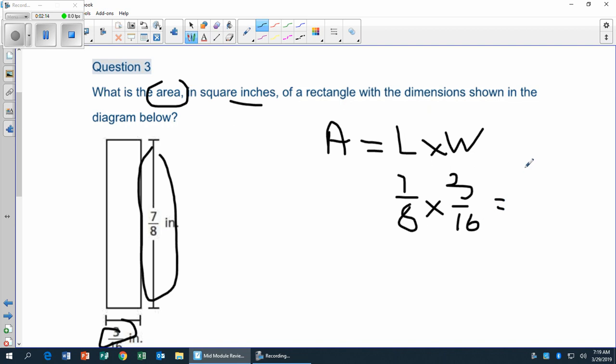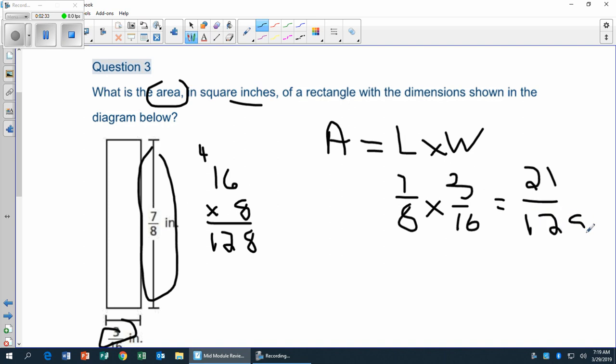We have 3 times 7 is 21. Might not be able to do 16 times 8 in our head, so we come over here to the side. We do 6 times 8 is 48, carry the 4. 8 times 1 is 8 plus 4 is 12. So we come over here and it's 21/128. And this time we're working in square inches because it's inches up above.